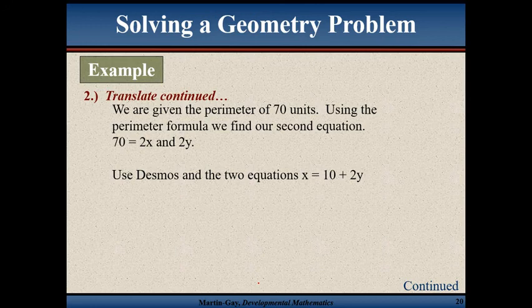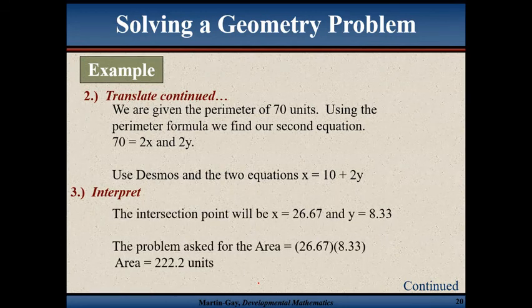So using Desmos with the two equations, because we have x equals 10 plus 2y from the other page, what will we get for our intersection point? Okay? So yes, your intersection point should be x equals 26.67 with y being 8.33. But the problem then asks you for the area, so you'll need to multiply them together to find your area.